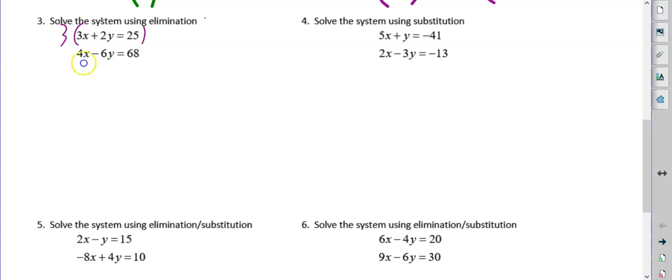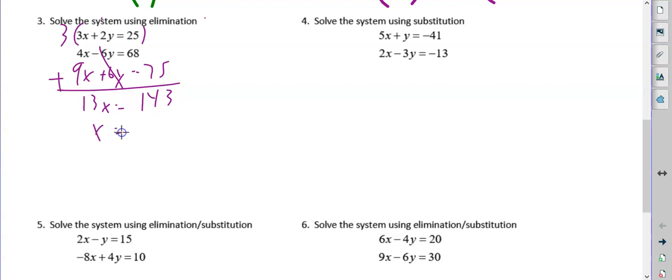So 3 times 3 is 9x. 3 times 2 is 6y. And 3 times 25 is 75. When I add these together now, the y's cancel. And I end up with 13x equals 143. And when I divide by 13, x is 11.